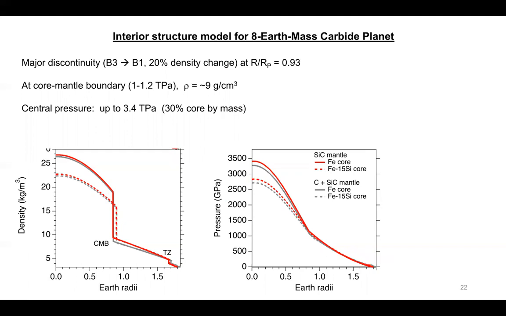So you can go further and look at what the interior structure model would look like, and start to think about what this type of planet would be like. There would be a major structural discontinuity near the surface. This is for an 8 Earth mass carbide planet.